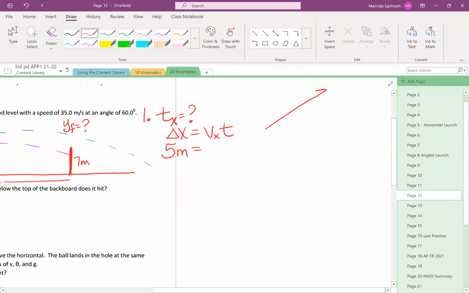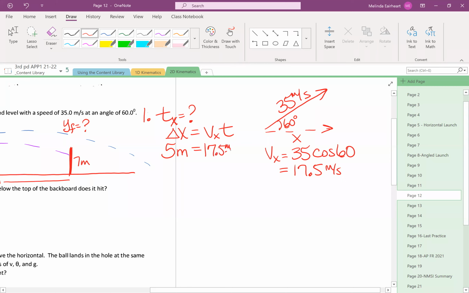No, it's not 35. We've got to find that component. If I redraw and zoom in, we've got 60 degrees. We're looking for the x component. And remember, you can take the hypotenuse, 35, times cosine 60. What'd y'all get for that? 17.5, and it would still be meters per second.